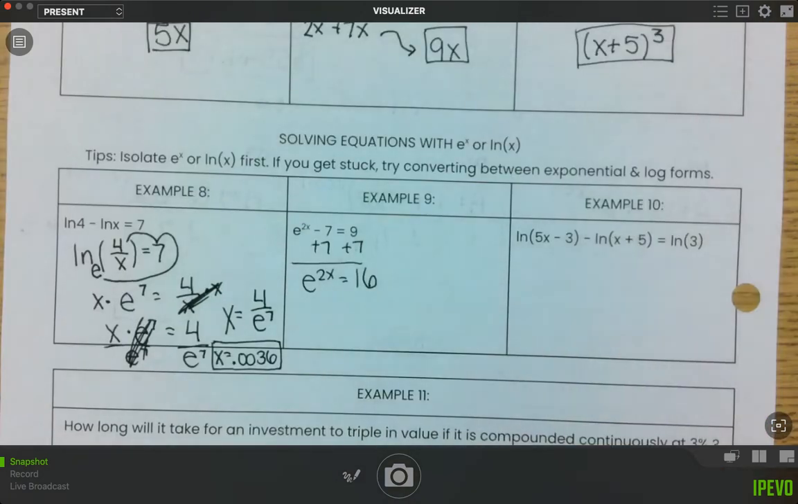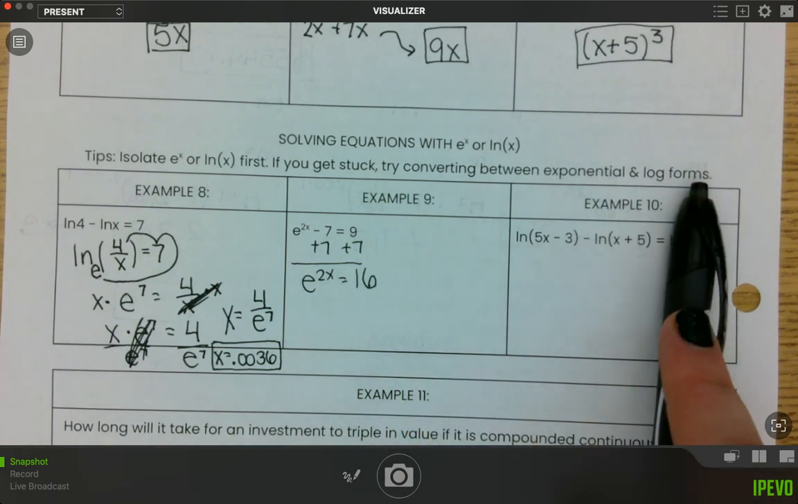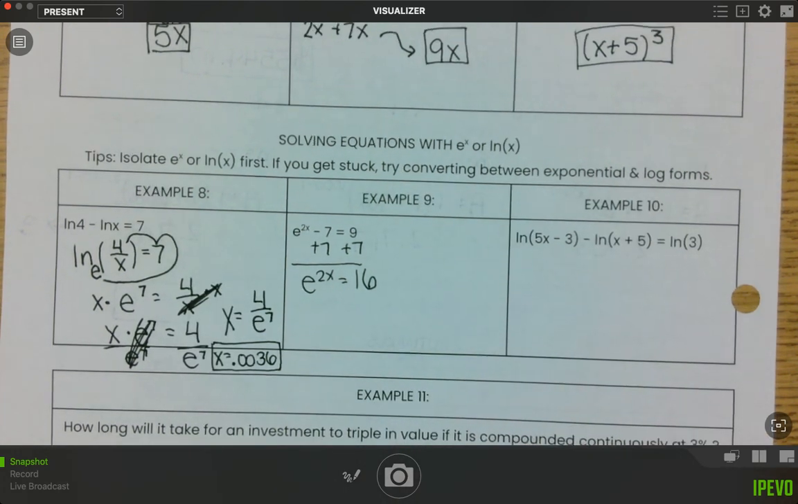And then I don't know how to get x, or find out what e to the power of 2x equals 16. I don't know how to find out what x is. So I need to get it out of this form. When you get stuck like this, that's when you want to try and convert. Converting is almost always the answer.